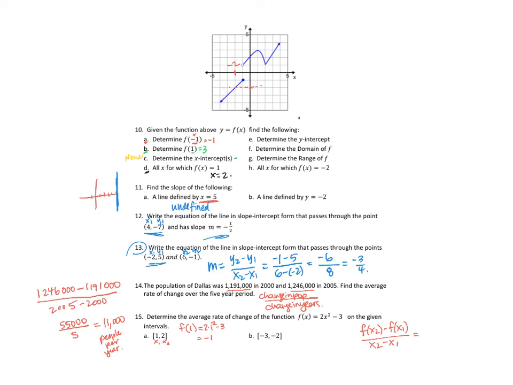And then what is f of 2? It's going to be 2 times 2 squared minus 3. Okay, 2 squared is 4, multiply that by 2, I get 8. 8 minus 3 is 5. So let's go ahead and plug that in. So I get 5 minus negative 1 over 2 minus 1. And so when I do 5 minus negative 1, I get positive 6 over 1. So the answer there is 6 for that rate of change. Okay, and let's do the other one.